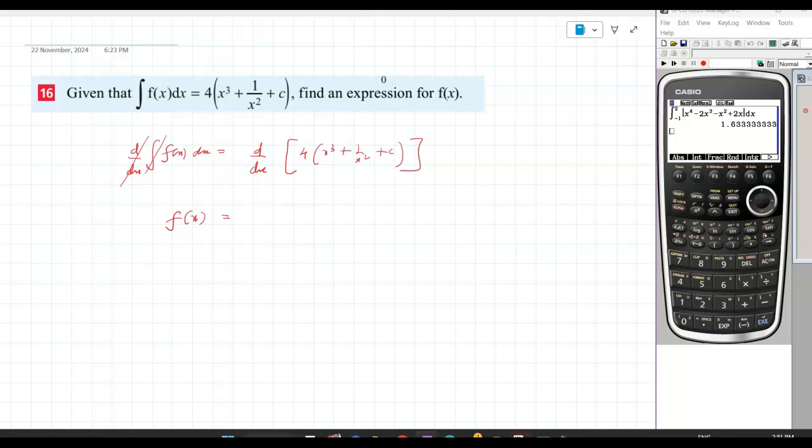So then you differentiate it basically. It's weird to think about differentiating an integral. So 4x cube gives 12x square, and 4 upon x square is 4x raised to minus 2, which differentiates to minus 8x raised to minus 3, plus 0. The derivative of a constant is 0.